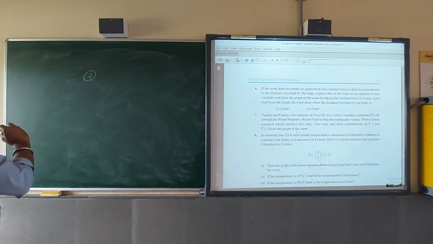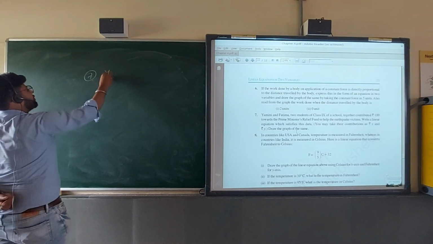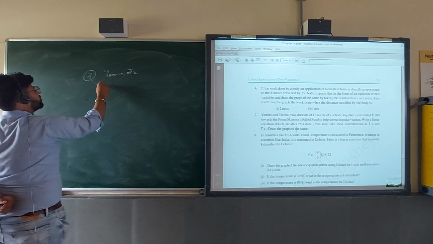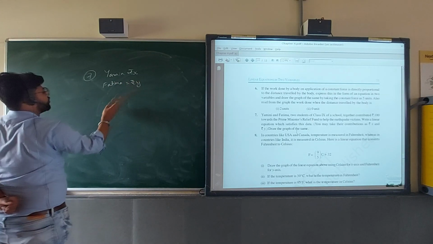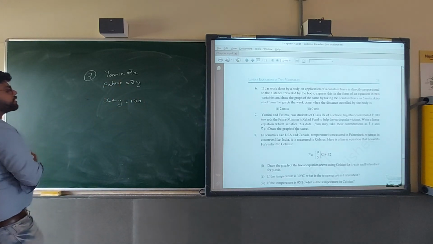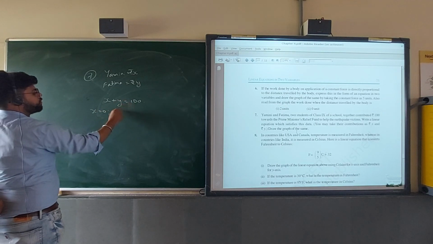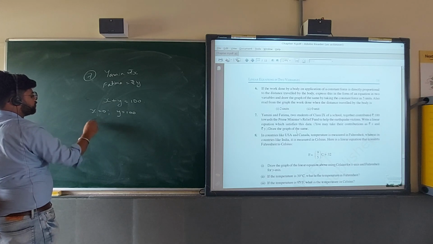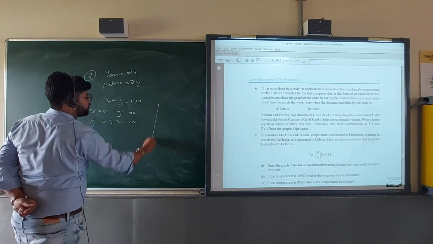In question number 7, two persons are there, Yamini and Fatima. Yamini's contribution I will take as x rupees, and Fatima's will be y rupees. In total, how much money did they contribute? x plus y is equal to 100. Now you can easily find the points. If I put x equal to 0, then what is the value of y? You all know, 100. And if I put y equal to 0, then x value is 100. So simply draw the graph of it.